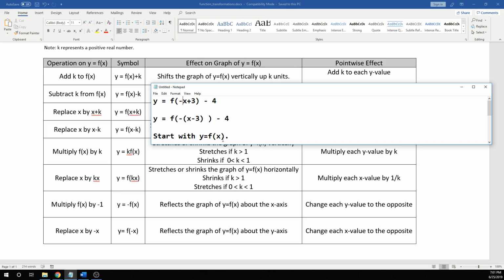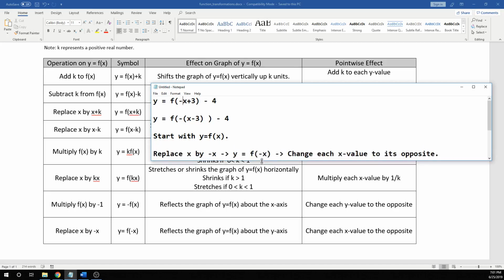Alright, so starting with y equals f of x, the first thing I am going to do is replace x by the opposite of x. That's this very last one down here. And that will at least get me this negative sign in the parentheses there. So I'm going to replace x by minus x. The effect symbol-wise is that I'll now have y equals f of minus x. And then what I'll have to do with those two green points is change each of the x values to its opposite. We'll get to that later.